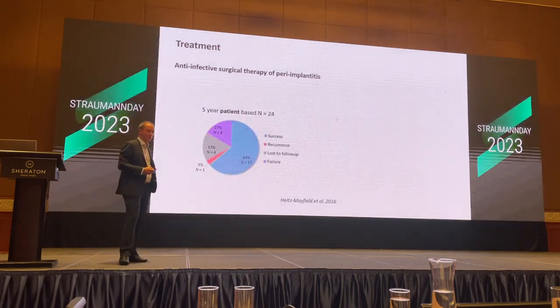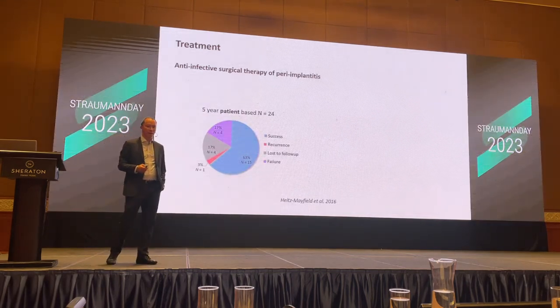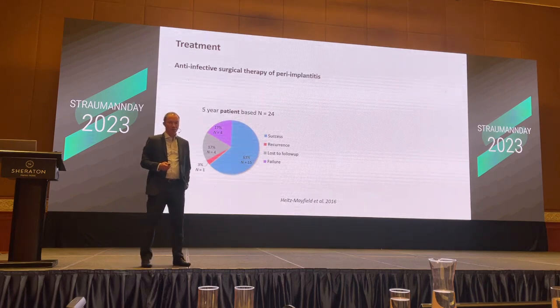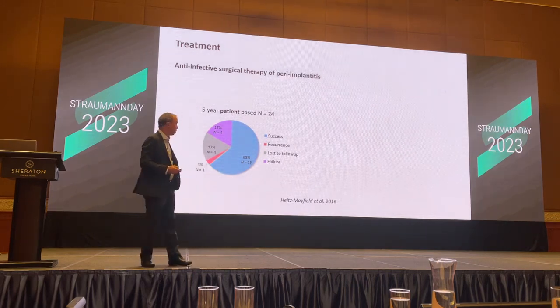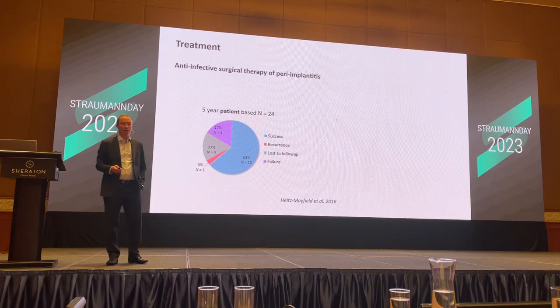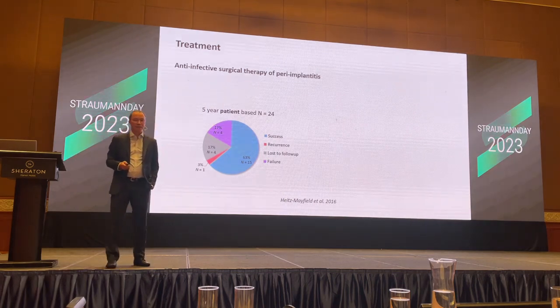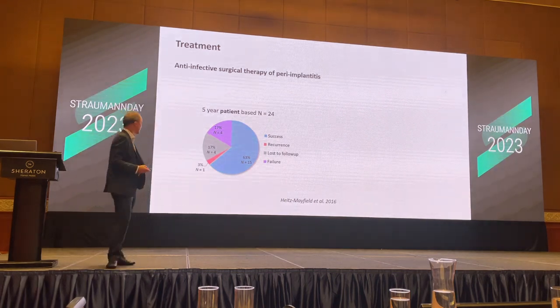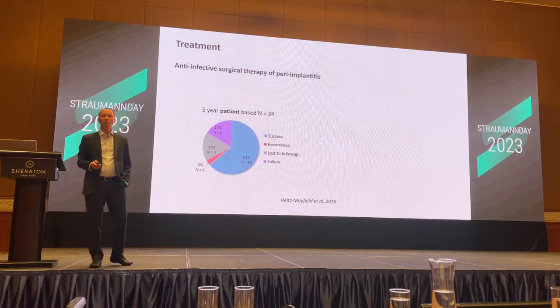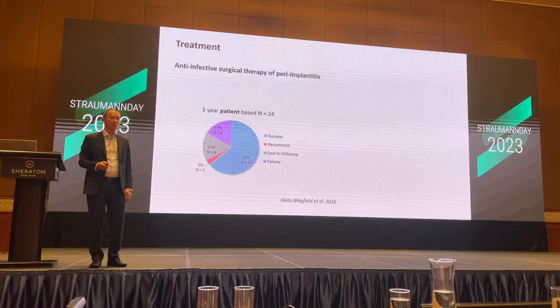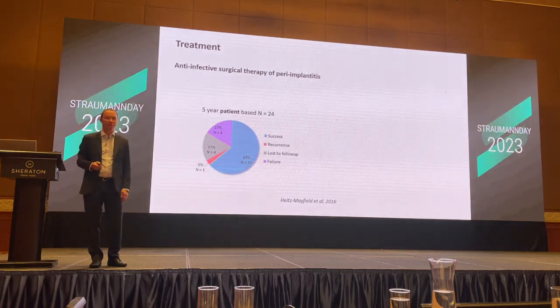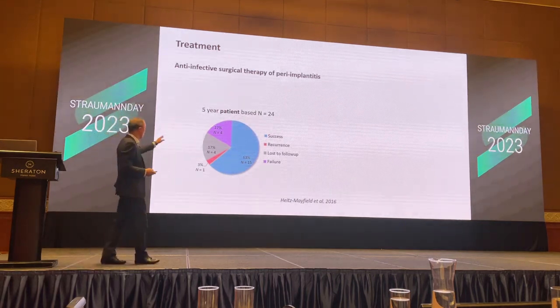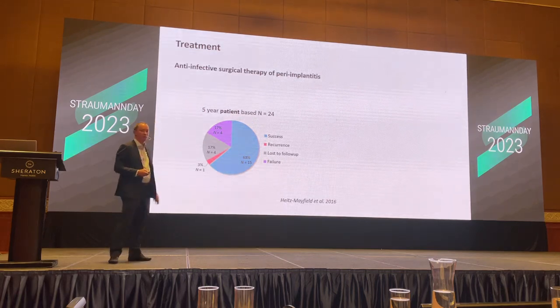So the patient-based data of the 24 patients, 4 of these patients in the gray were lost to follow-up, so they didn't come back, so they left 20 patients. 15 of the patients, so 63% had success, no recurrence in the disease. So almost 2/3 of the patients had no recurrent peri-implantitis. I mean, that's a good news story, isn't it? 5 years, no recurrence. Of course, there were some that had recurrence in the disease.